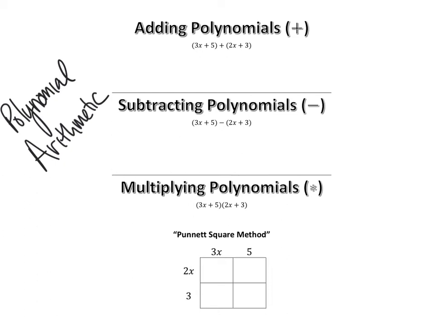We're starting a new unit on what is called polynomial arithmetic. Well, arithmetic is very easy to describe, okay? That is adding, subtracting, multiplying, and dividing. But a polynomial, if we break down the word polynomial, poly means many, and nomial means terms. So what we're going to be doing is adding, subtracting, multiplying, and dividing polynomials, or things with many terms.